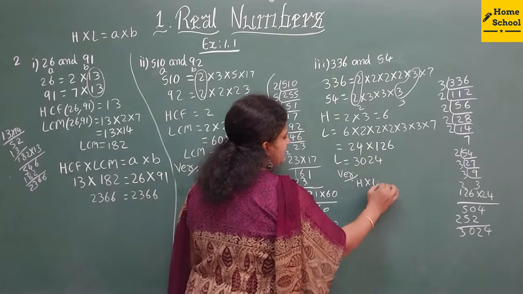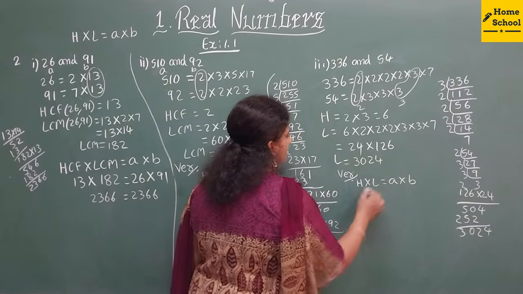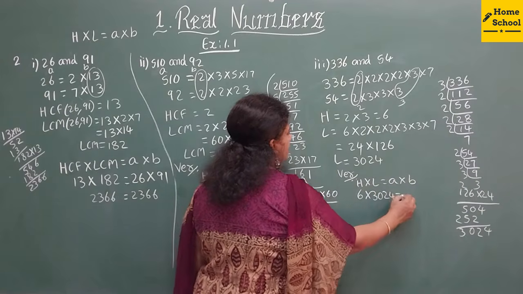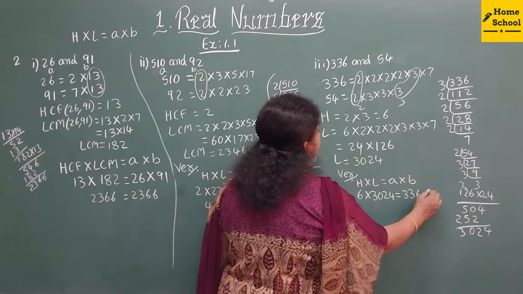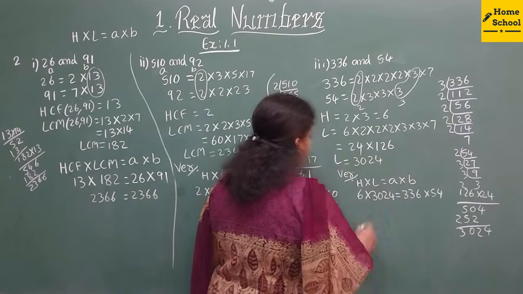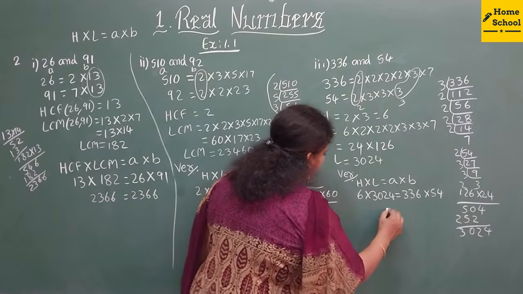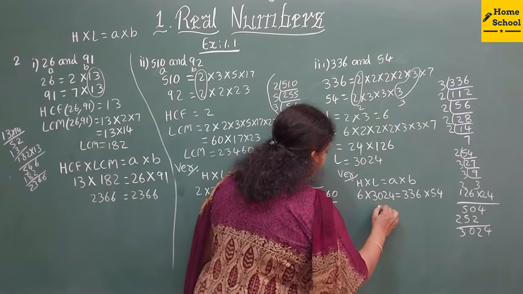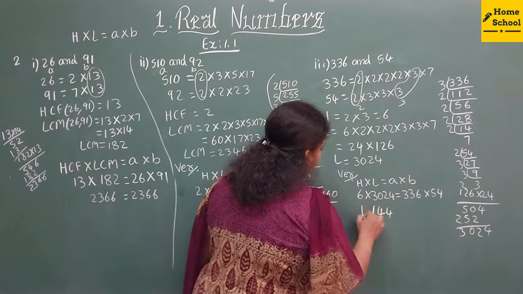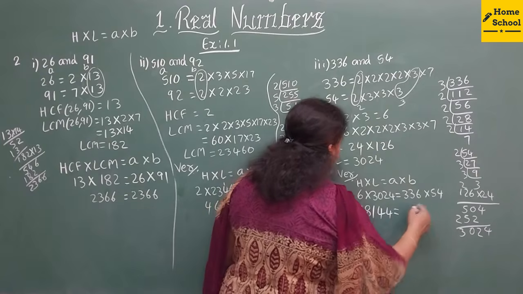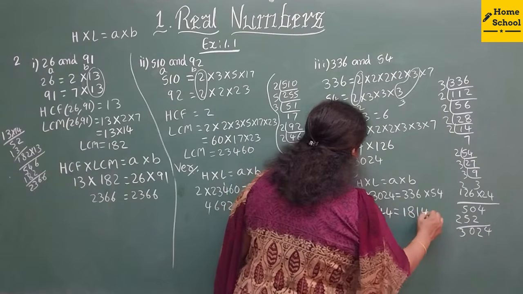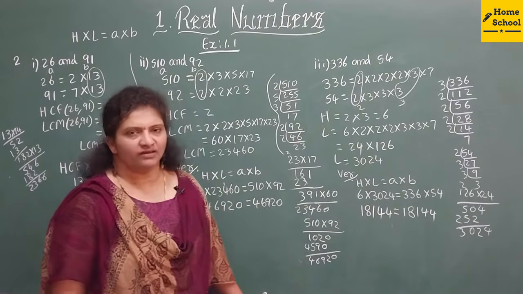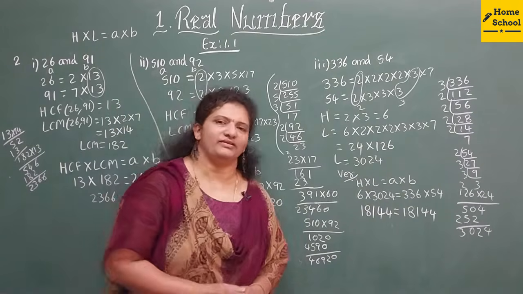H into L is equal to A into B. H value is 6, L value is 3024, which is equal to 336 into 54. Multiply. 6 4s are 24, 6 2s are 12, 13, 14, 18. Then if you multiply these two also, you are going to get 18144. Therefore, both are equal and hence it is verified. With this, we complete our second main.